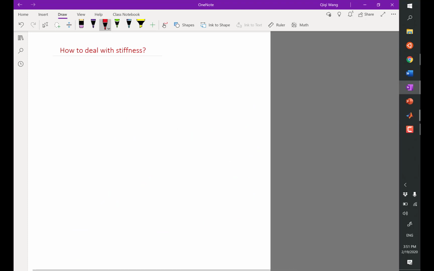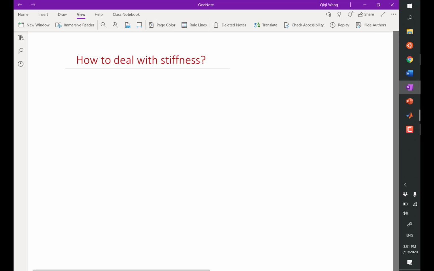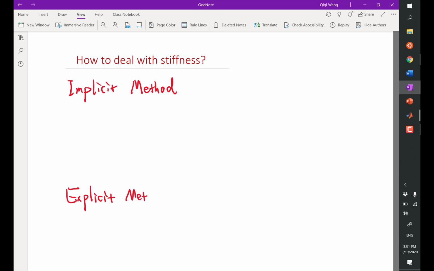So the way to deal with stiffness is what we call implicit method. So what do I mean by implicit method? I'm going to introduce it by just telling you an example. First of all, we want to compare against the explicit method. All the methods we have studied so far are explicit methods. I'm going to compare against the forward Euler.